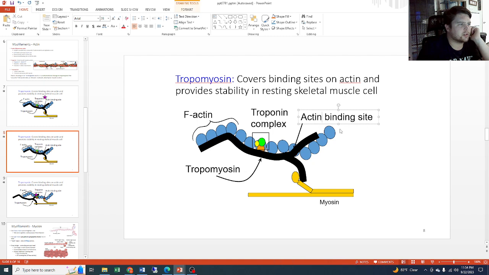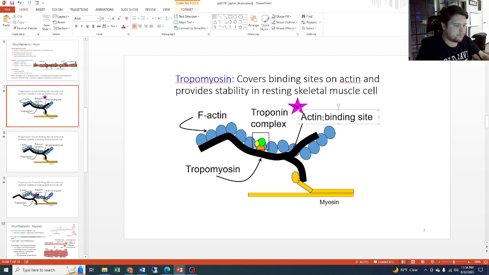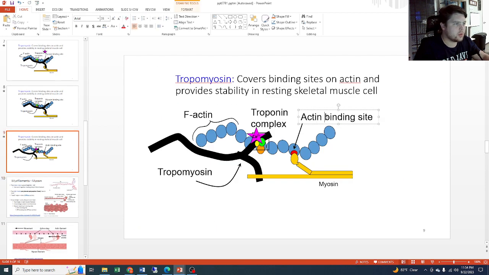It's actually written wrong. This should be myosin binding site. I've noticed that before. When the tropomyosin gets removed and pulled off, the myosin head is then attracted to the myosin binding site on the actin, and goes and binds right to it.